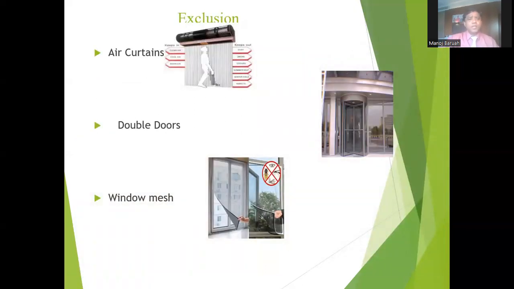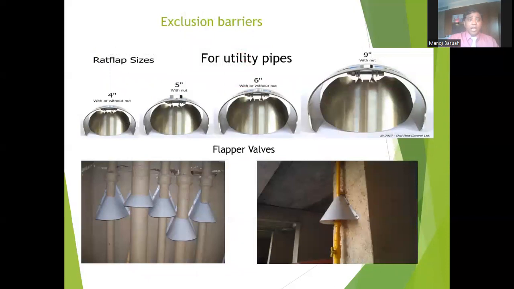Other physical exclusion techniques are there, like air curtains, double doors, window mesh for flies and mosquitoes. It helps a lot. If you think only application of pesticide will work, no. These are the things which can help in reducing pests, these flies or mosquitoes, other flying insects from entering into the facility. Rat flaps are there nowadays. These are preventive measures, very good physical control. The rat cannot climb to a higher level.